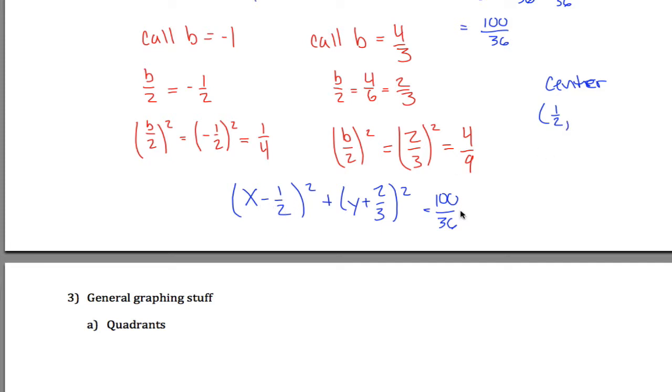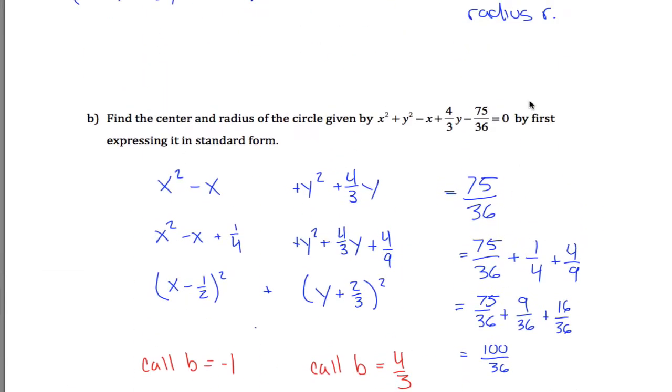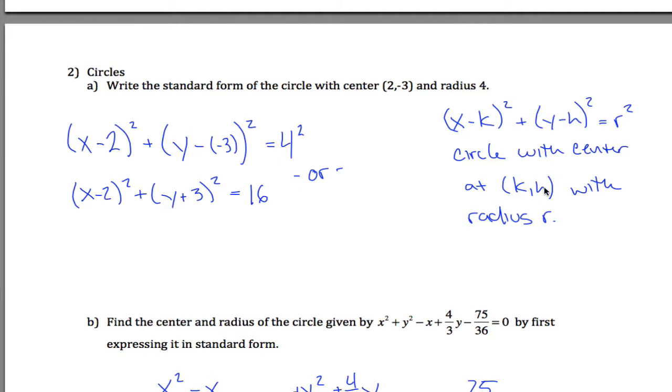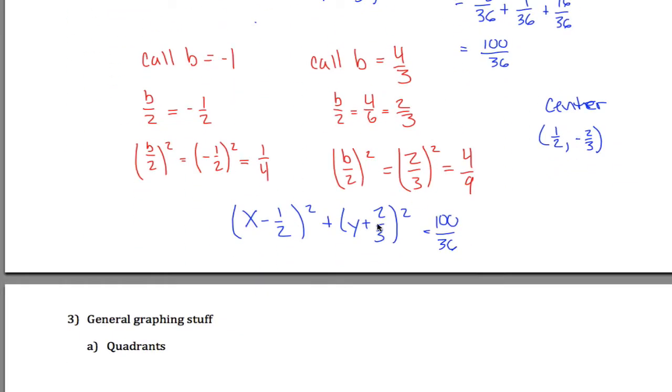The y coordinate of the center is a little bit tricky. You might think it's 2/3, but it's not. It's negative 2/3. And the reason why is the y coordinate of my center, h, is the thing that shows up here as y minus h. So if I wanted to view this as y minus something, I'd have to think about it as y minus negative 2/3. Makes this negative 2/3.